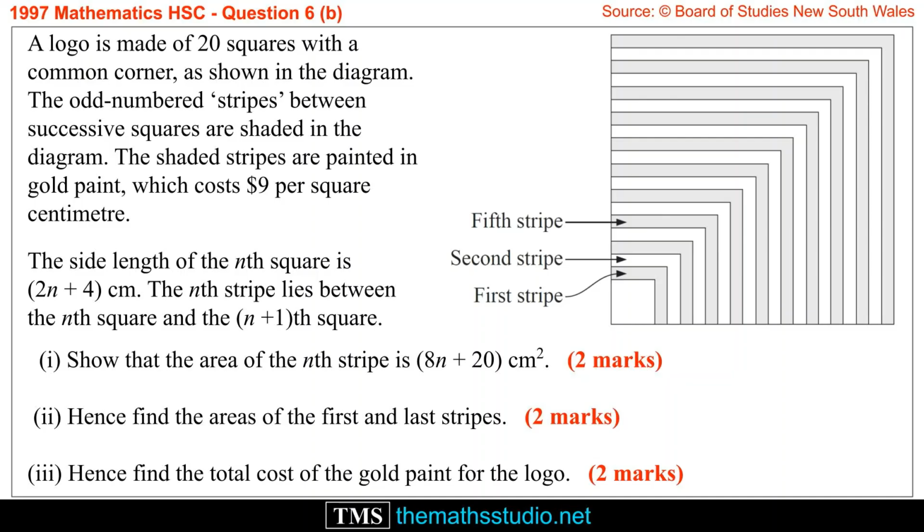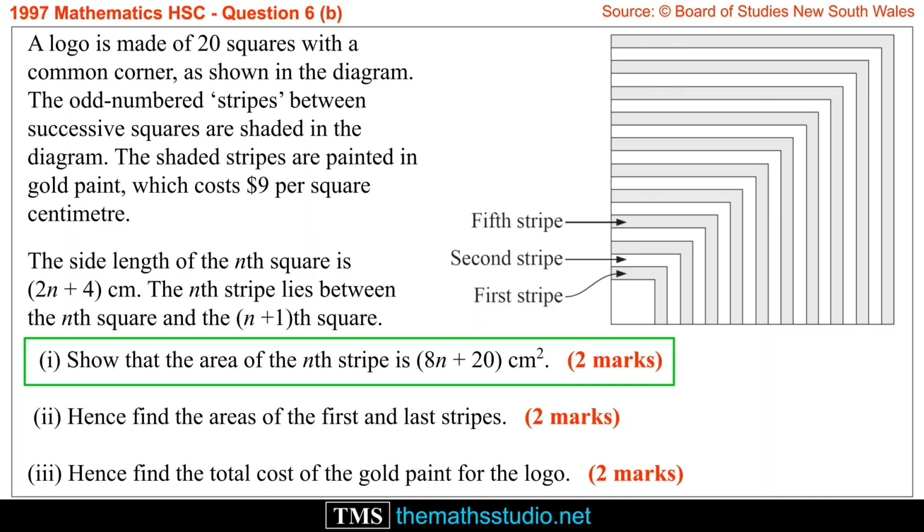Question 6, Part B. A logo is made of 20 squares with a common corner, as shown in the diagram. The odd-numbered stripes between successive squares are shaded in the diagram. The shaded stripes are painted in gold paint, which costs $9 per square centimetre. The side length of the nth square is 2n plus 4 centimetres. The nth stripe lies between the nth square and the n plus 1th square.